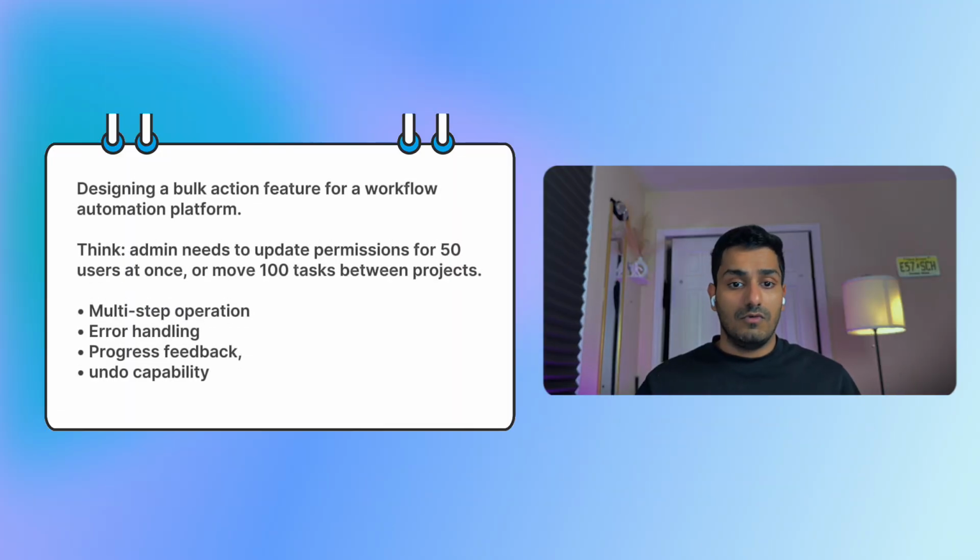I'm going to start with a real example from B2B SaaS work, not a generic tutorial. Today I'm designing a bulk action feature for our workflow automation platform. Think an admin needs to update permissions for 50 users at once, or move 100 tasks between projects. So it requires multi-step operations, error handling, progress feedback, and undo capability. It's classic enterprise complexity.